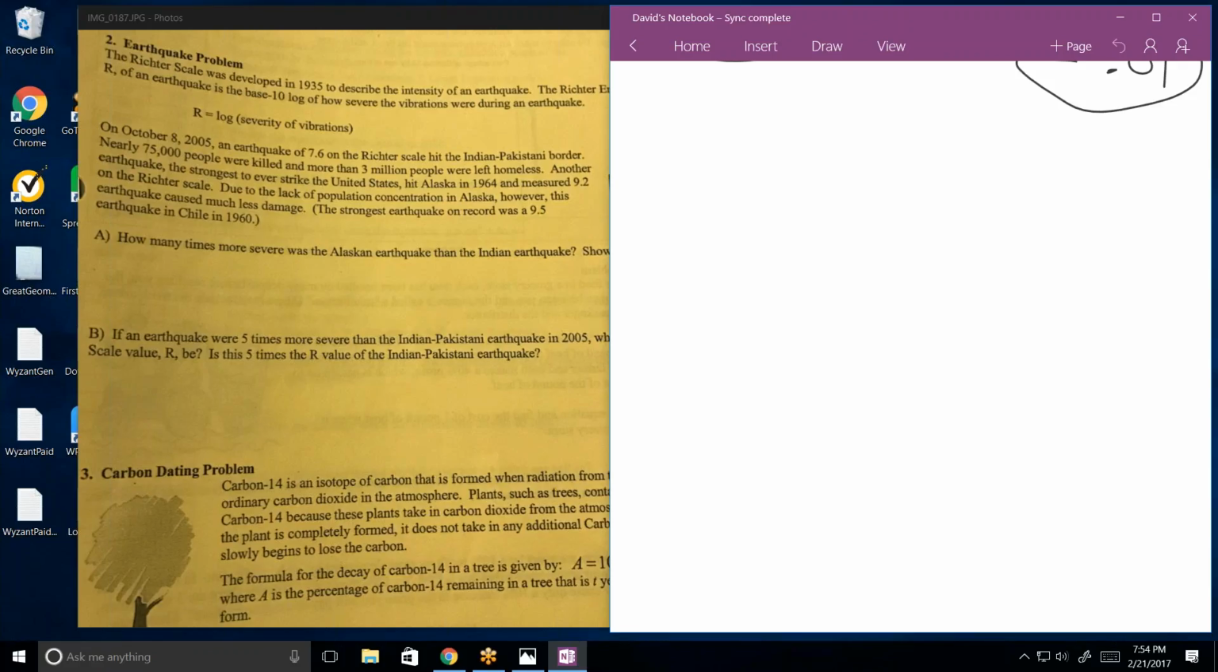Let me read the whole problem. Earthquakes, you don't want to mess around with them. They're pretty scary, especially the really big ones. Oh, yeah.